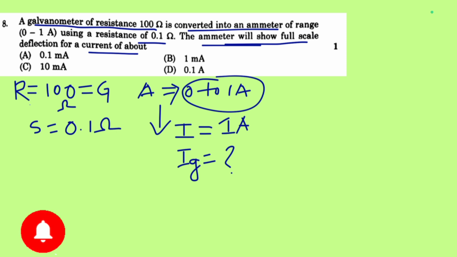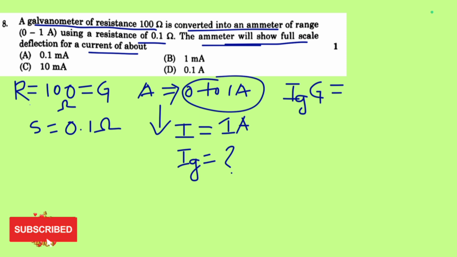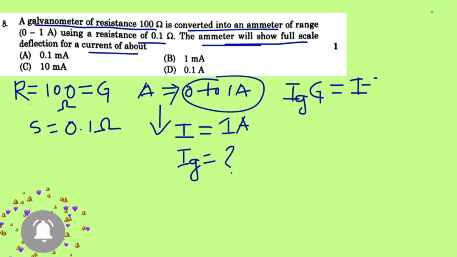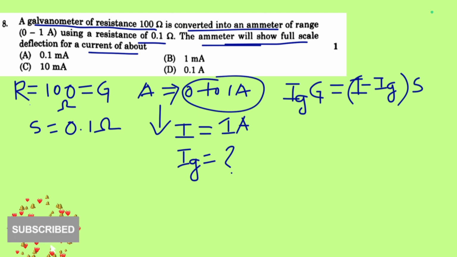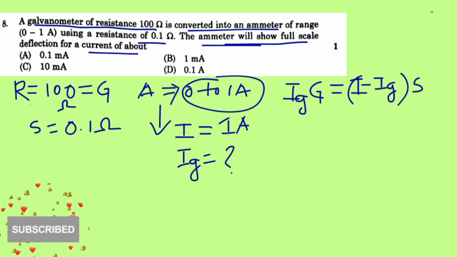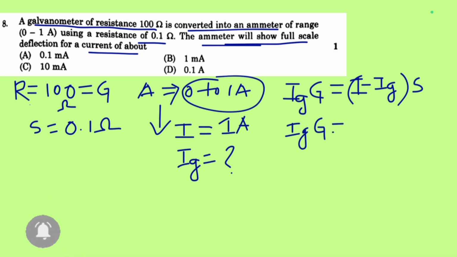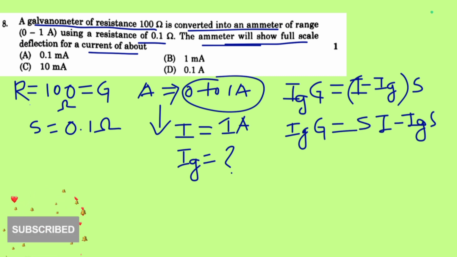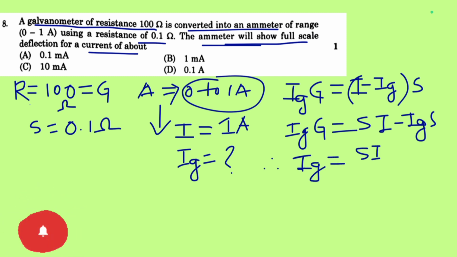Even if you don't know that particular formula, you can directly apply the concept that when two resistors are connected in parallel to each other, the potential difference across them is equal. If Ig is the current flowing through the galvanometer and G is the resistance of the galvanometer, then Ig times G is the potential difference across the galvanometer, and that is equal to I minus Ig, the current flowing through the shunt, times the value of the shunt S. So Ig G equals S times I minus Ig. By rearranging, I get Ig equal to S I upon G plus S. Now what is the value of S here?